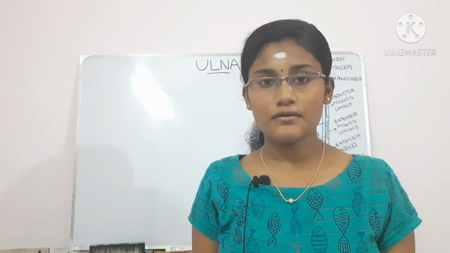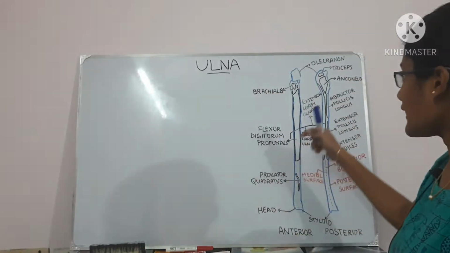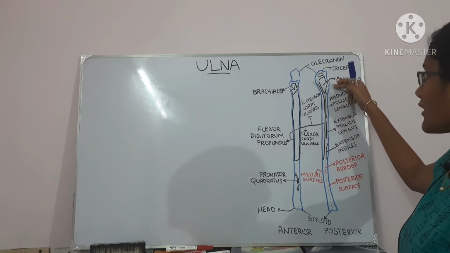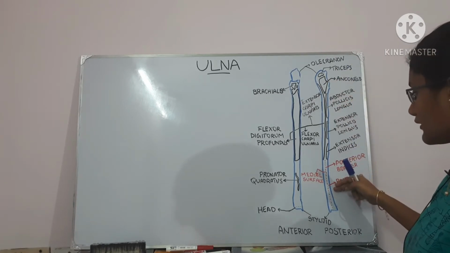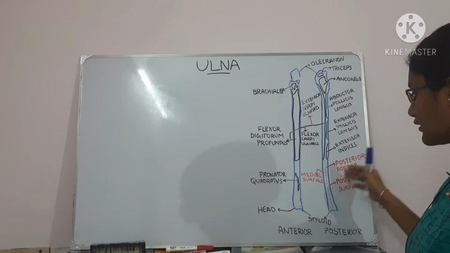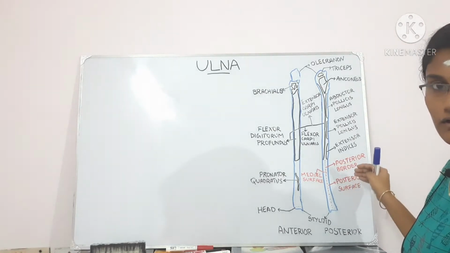The ulna forms two joints with the radius, that is the superior radioulnar joint and the inferior radioulnar joint. The superior radioulnar joint is formed somewhere over here because it has a radial notch, and the inferior radioulnar joint with the radius happens because the radius has an ulnar notch.